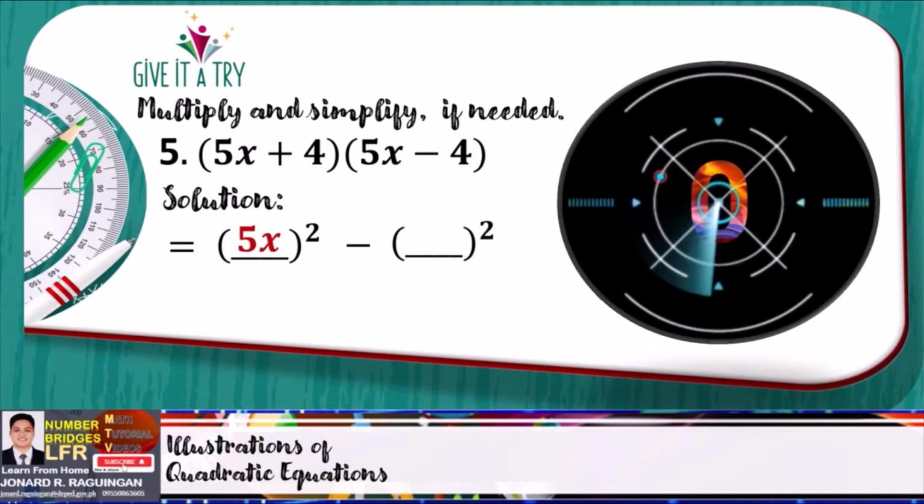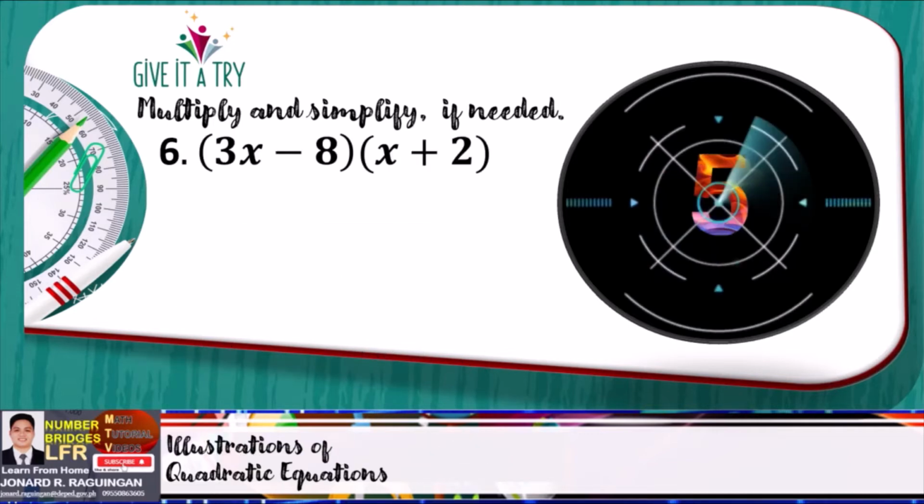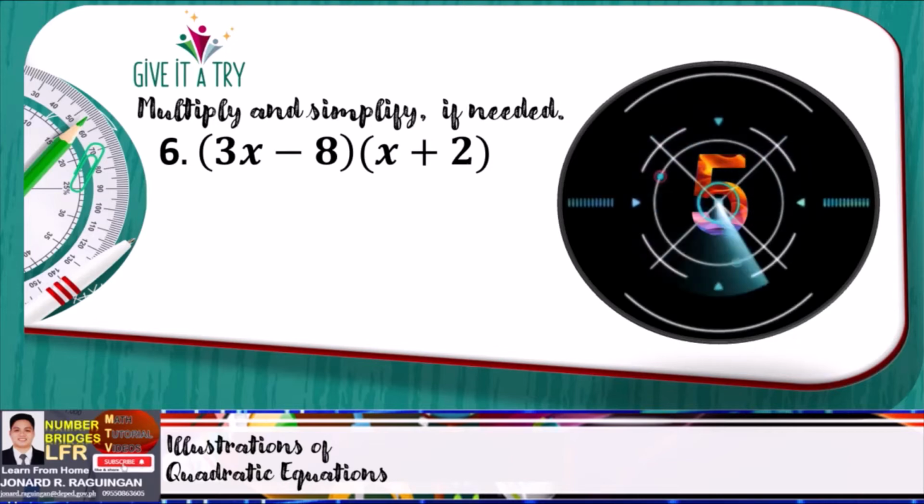The first term is 5x and the second term is 4. Simplify. Square of 5x is 25x squared minus square of 4 is 16. Did you get the same answer? Very good! For number 6, we have the quantity of 3x minus 8 times the quantity of x plus 2. You have 5 seconds to answer that.